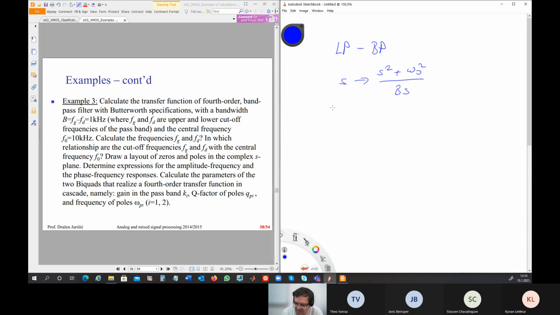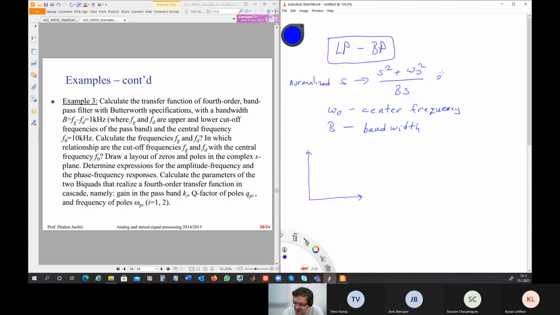So omega 0 is the center or central frequency, and B is the bandwidth of the filter. How does it work? This is something we have also already seen, but just to repeat: if you have a normalized low pass transfer function, we start from normalized and we finish with a denormalized transfer function.